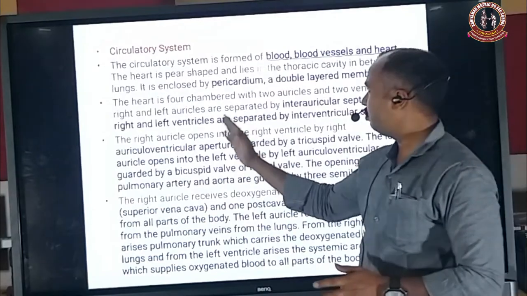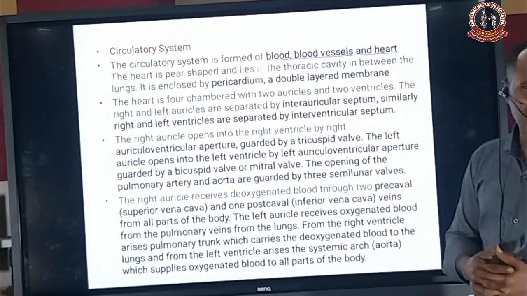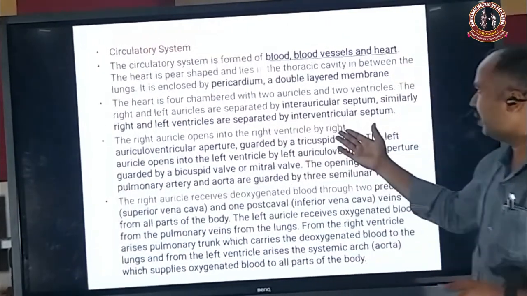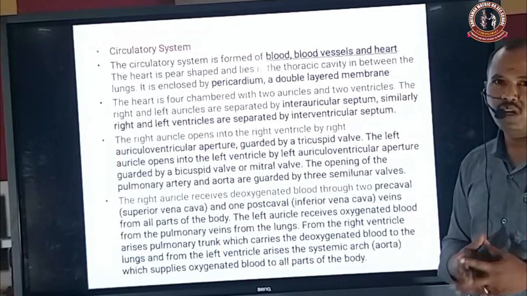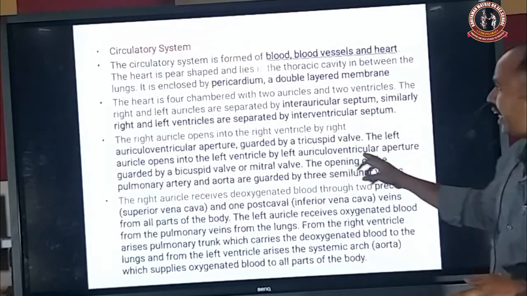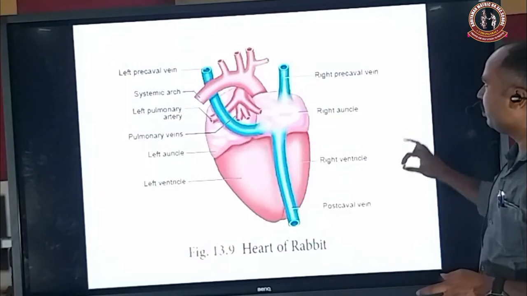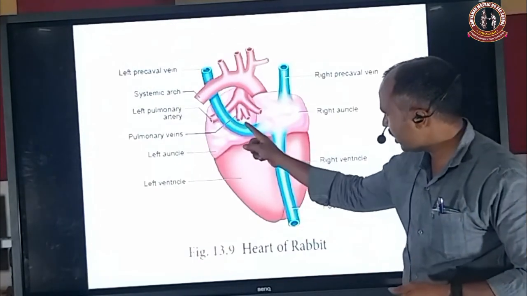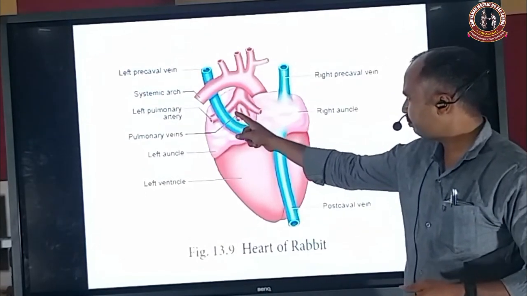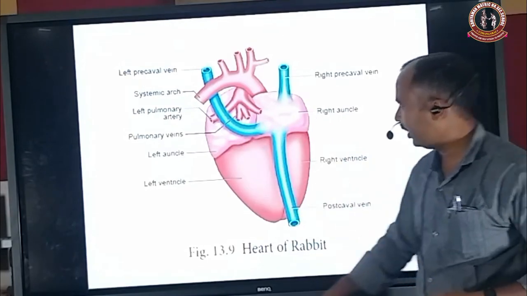The heart is four chambered, with two auricles and two ventricles. It is also one of the important characters. Okay. The right and left auricles are separated by the interauricular septum. Upper chambers are auricles and the lower chambers are ventricles. Similarly, right and left ventricles are separated by the interventricular septum. Okay, look here, they are auricles and they are ventricles. They are left auricle, left ventricle, right ventricle.